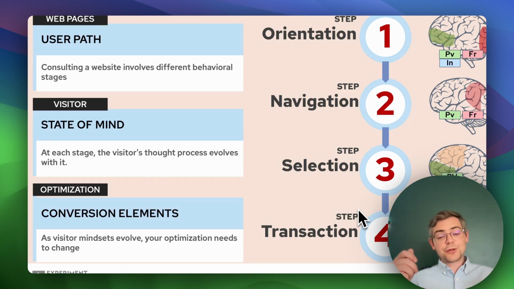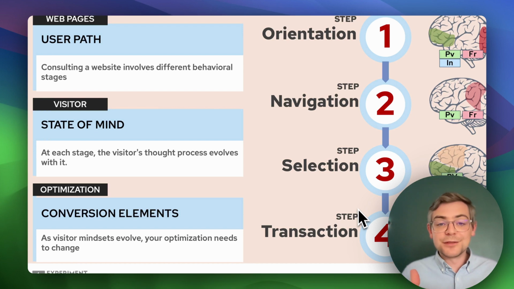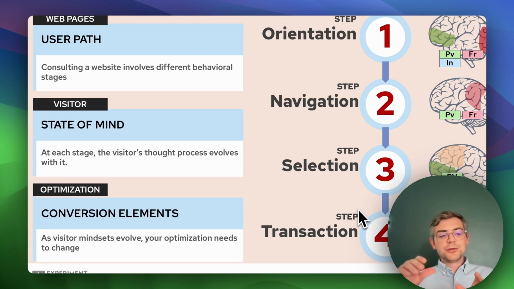Navigation is basically discovery. Selection is basically I'm going to focus on is it the right product for me, what it does, is it good for me, and transaction is basically the fact that you will be ready to buy the product. And on each of these elements, as we can see on the right, on the different brains, you've got several conversion elements that are more or less important at this stage, and this is what you will need to optimize based on these different stages of the user journey.